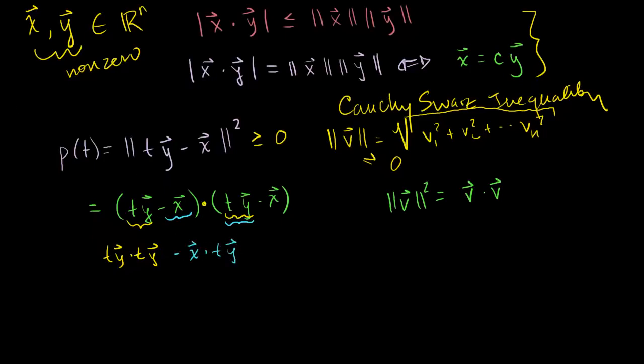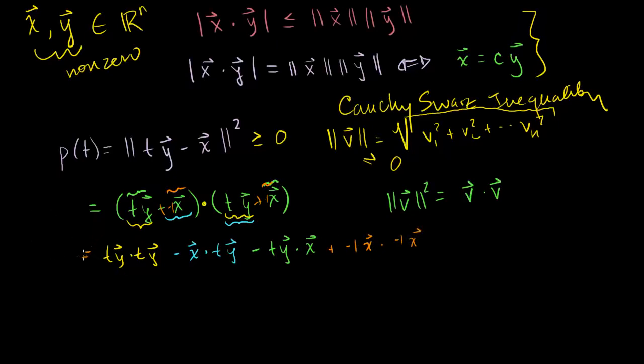And then you have this ty times this minus x. So then you have minus ty dot x. And then finally, you have the x's dot with each other. And you can view them as minus 1x dot minus 1x. So you could say plus minus 1x, right? I could just say view this as plus minus 1 or plus minus 1. So this is minus 1x dot minus 1x.